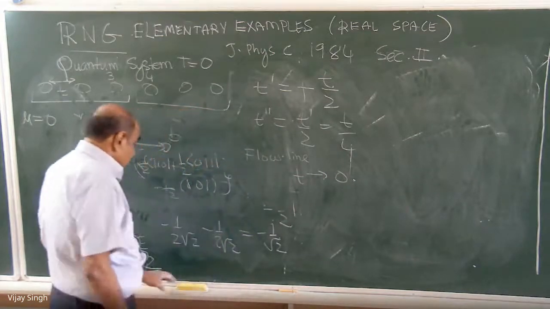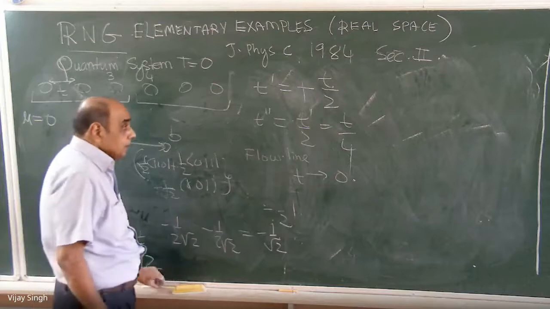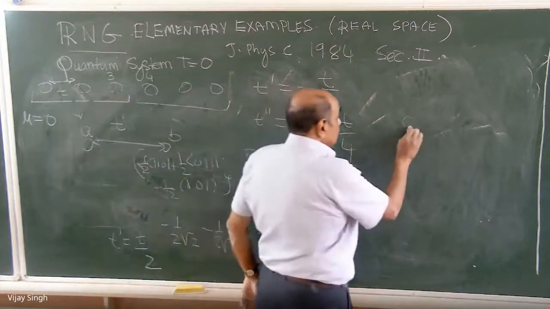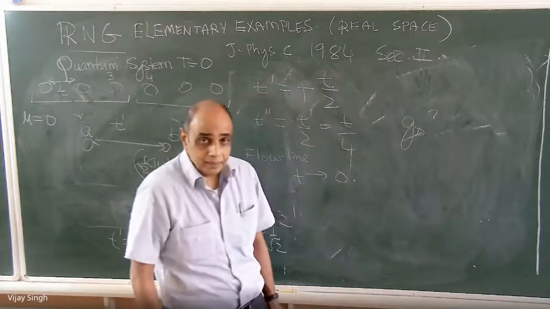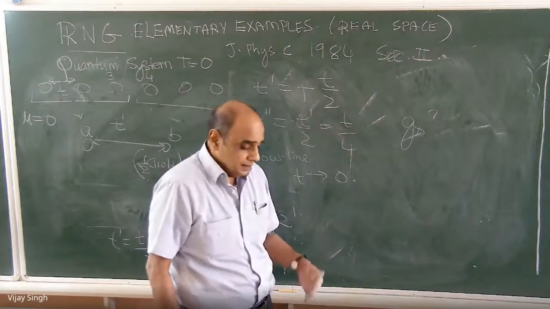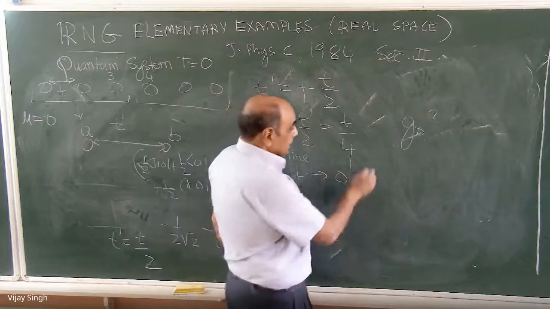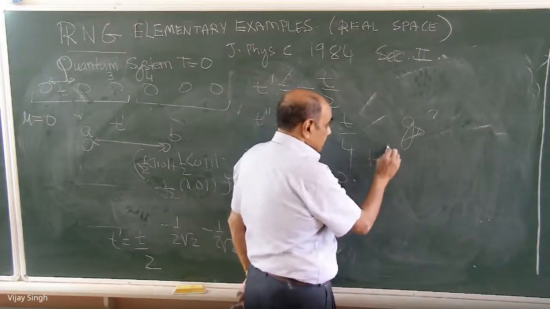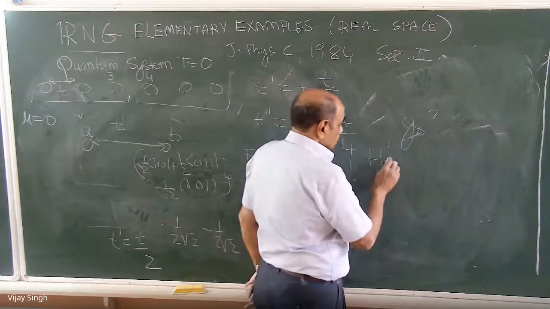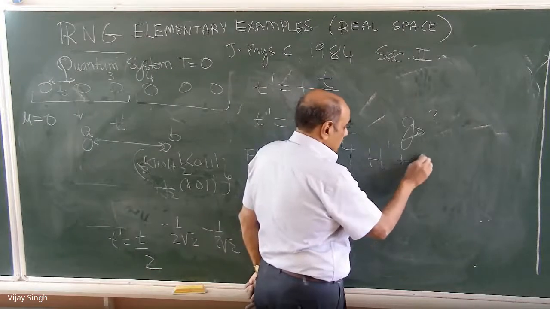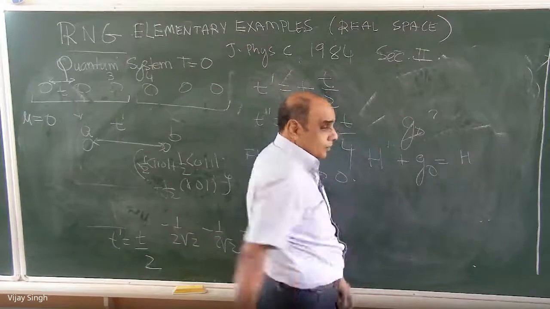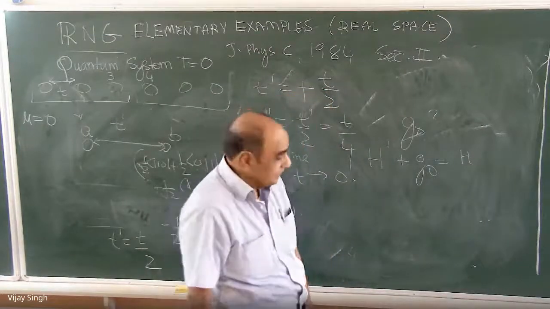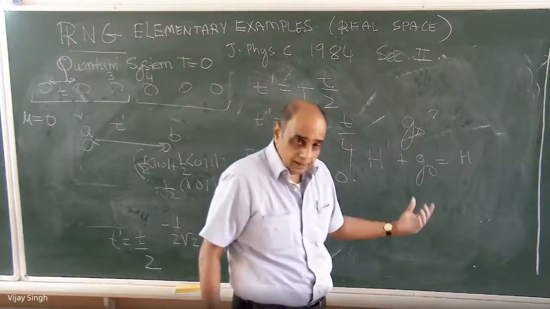Then you can also ask the other question: is there an analog of that G0 in this quantum system? That is to say, if I have H prime, is this H prime plus H0 equal to H? Is that what I am doing or not? That's all. And the answer is yes.